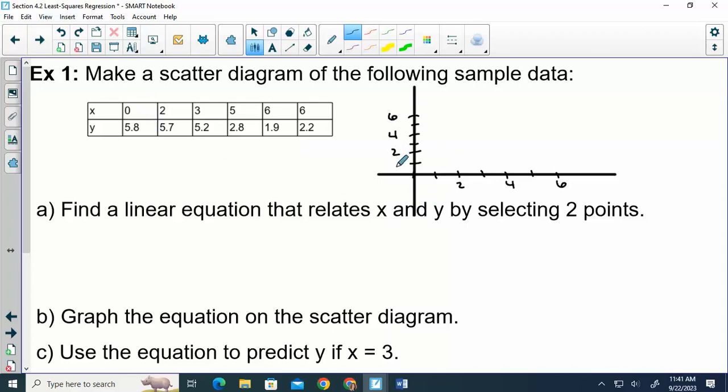And then we're just plotting these. So 0, 5.8; 2, 5.7; 3, 5.2; 5, 2.8; 6, 2.2.